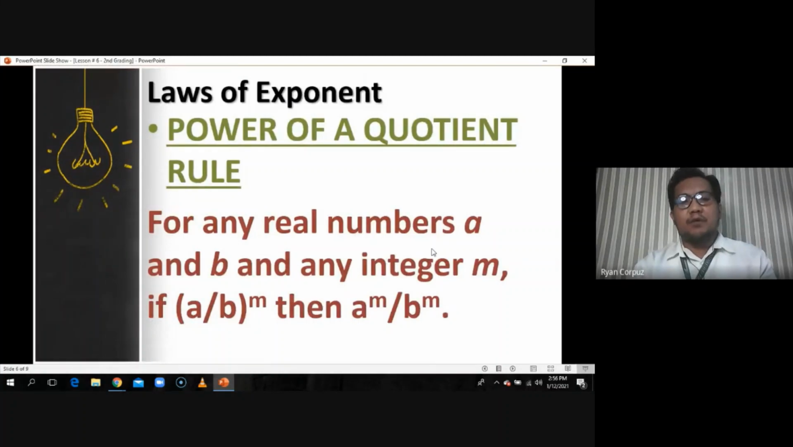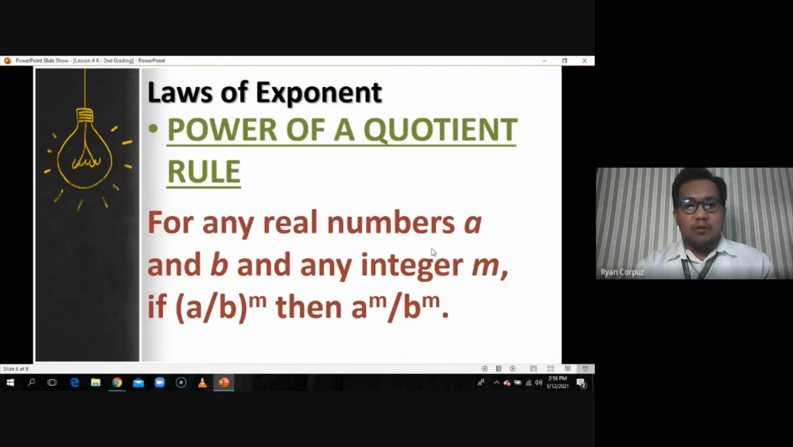The last law of exponent is the law of exponent for power of a quotient, also known as the power of a quotient rule. It states that for any real numbers a and b and any integer m, if we have a over b, quantity raised to m, then we'll come up with an answer which is a raised to m over b raised to m.